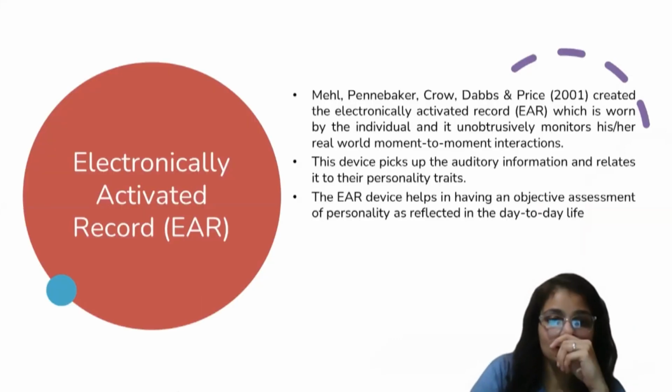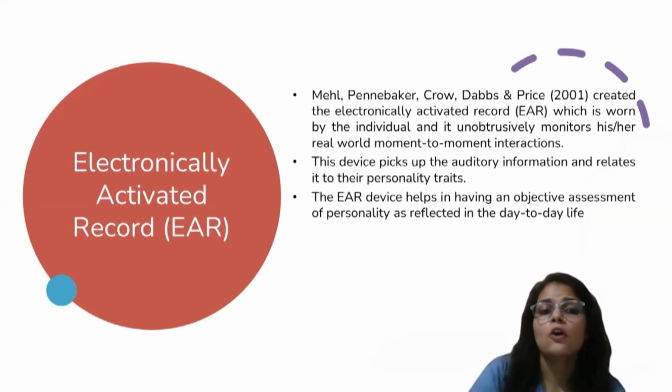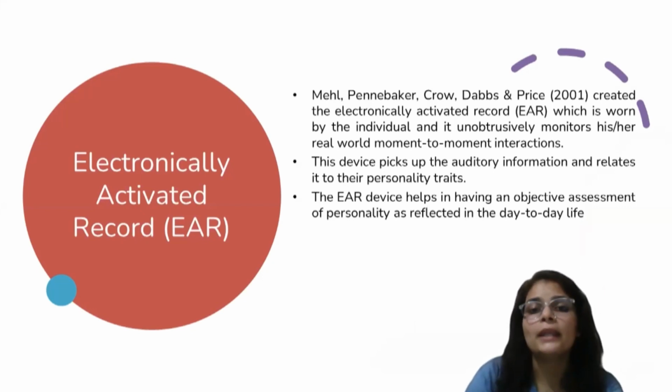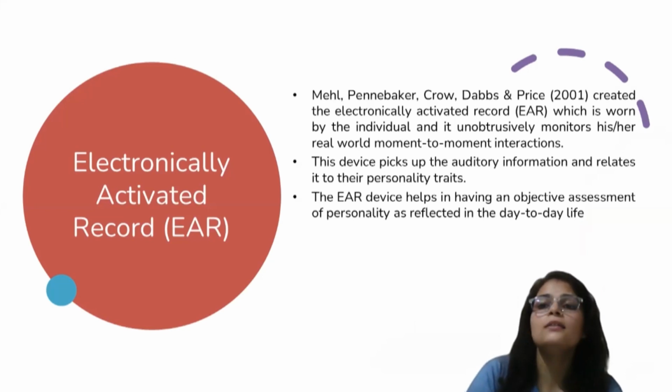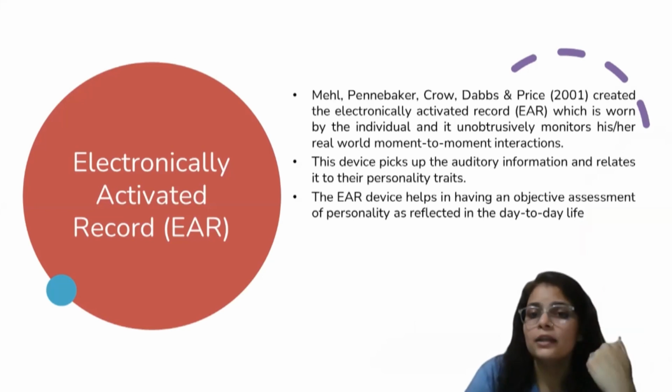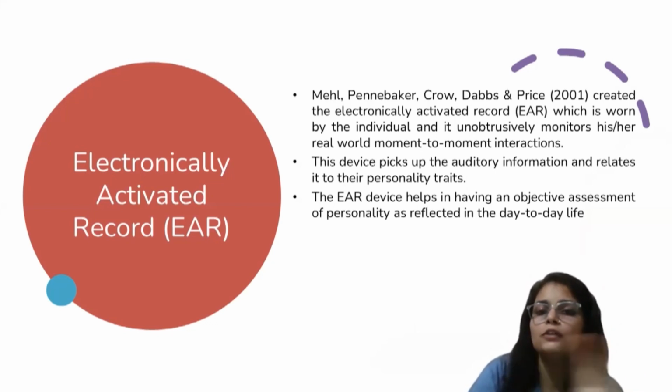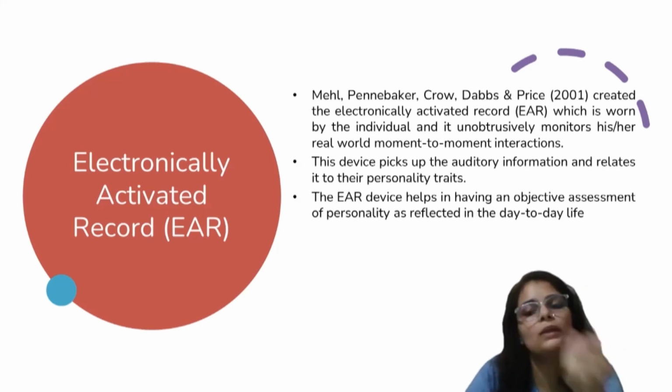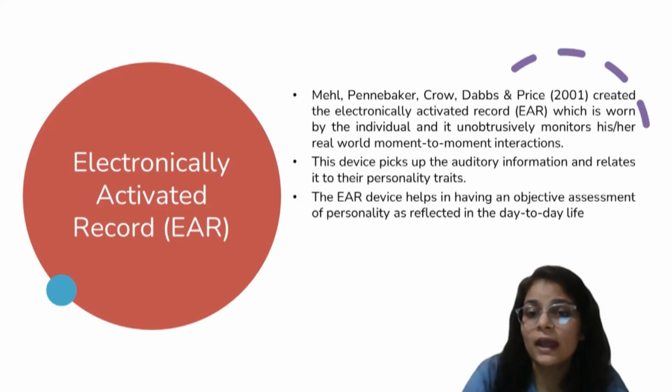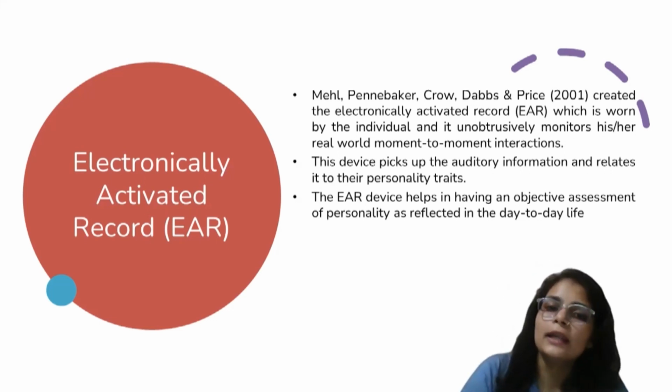Okay, moving ahead, the device is the Electronically Activated Recorder, which is EAR. It was developed by Mehl, Pennebaker, Crow, Dabbs, and Price in 2001, and it is worn by the individual and unobtrusively monitors his or her real-world moment-to-moment interactions. Okay, this device picks up the auditory information and relates it to personality traits. The EAR device helps in having an objective assessment of personality as reflected in day-to-day life.